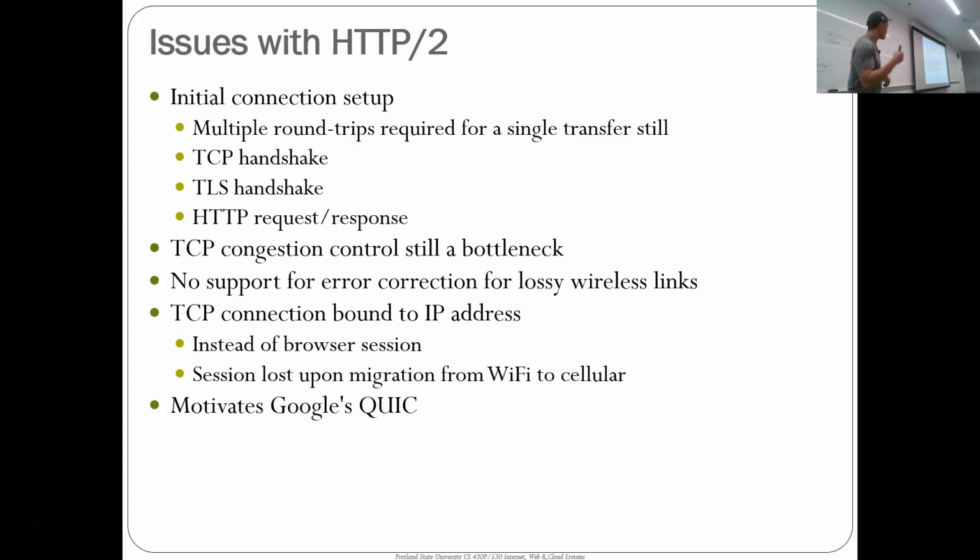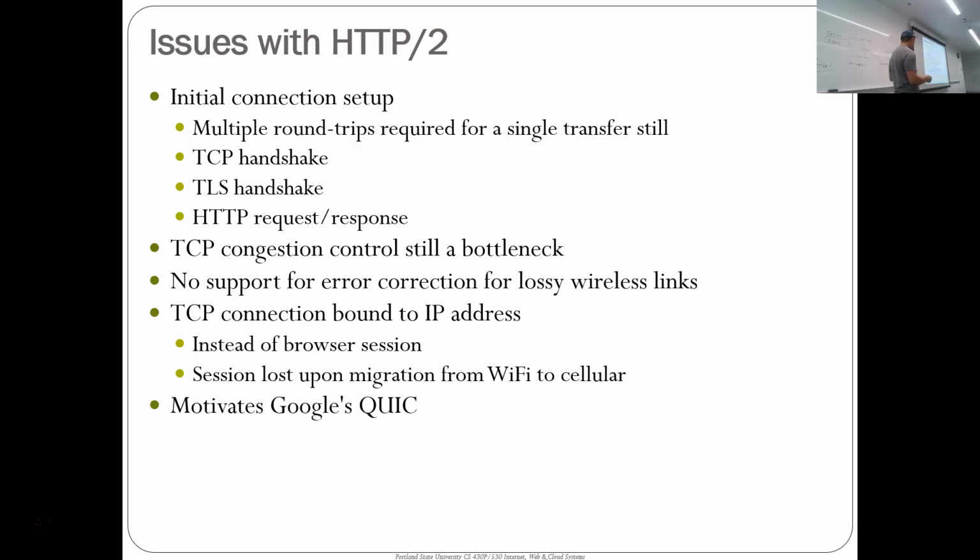There's this initial connection setup. What's happening with an HTTP2 connection is that you're still doing a TCP handshake, then you're doing the TLS handshake to get HTTPS, and then you're doing the HTTP request and response. That's still a lot of round trip time overall to get the single base page. You still have TCP congestion control as your bottleneck, that startup.